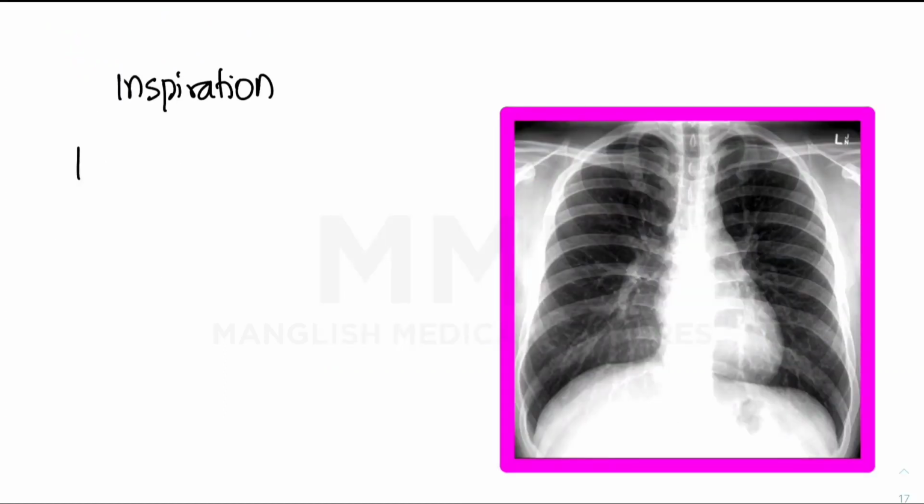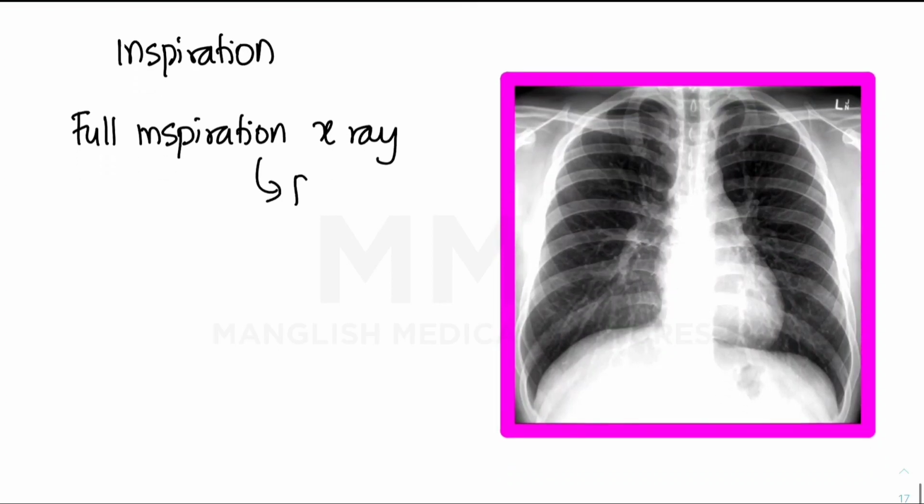Now inspiration, we usually take the X-ray at full inspiration, and that will be a perfect X-ray, right? Because the diaphragm moves up and down, right? So it will obstruct our view. So how do we understand whether it is a perfect inspiration X-ray? By counting the number of ribs.